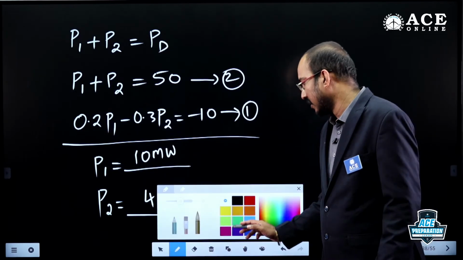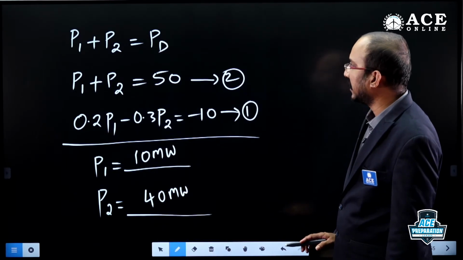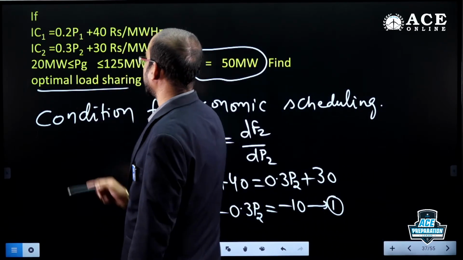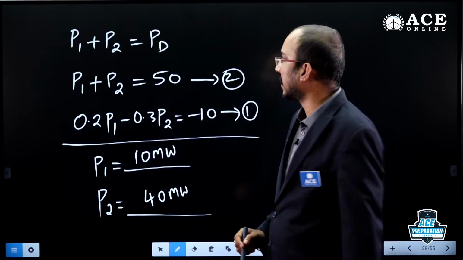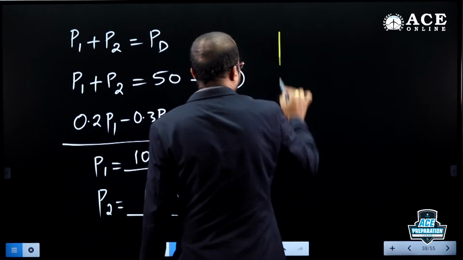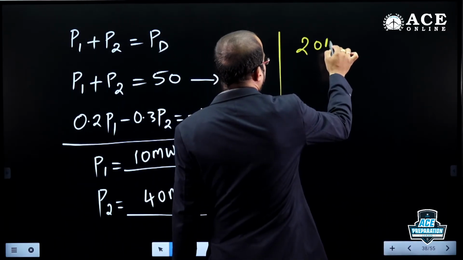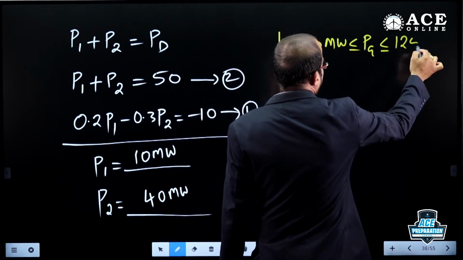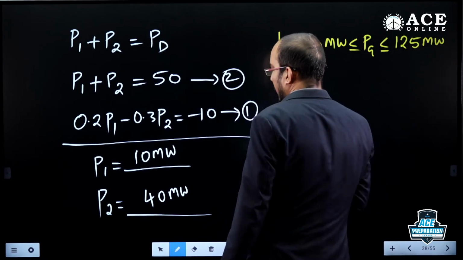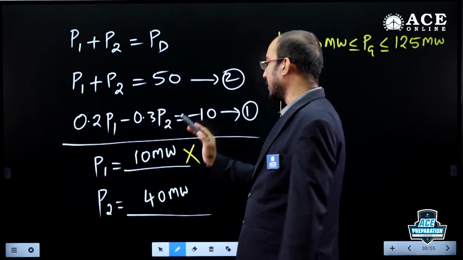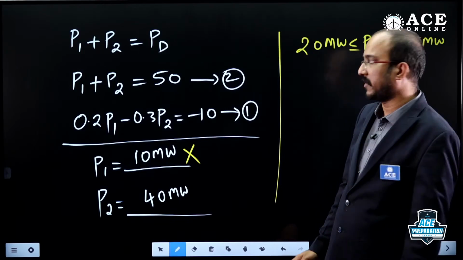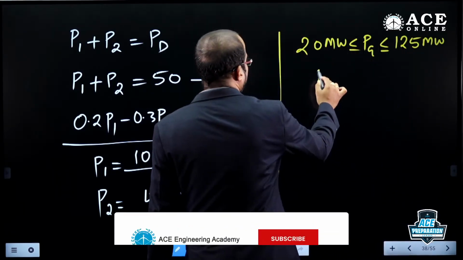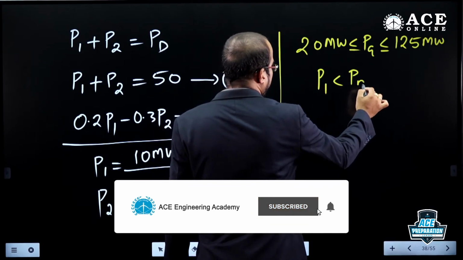But observe here, what are the limits that are given in the question? Limits are given as 20 megawatt less than or equal to Pg less than or equal to 125 megawatt. So here, if you observe, P1 is violating the minimum limit. P1 is less than P minimum.